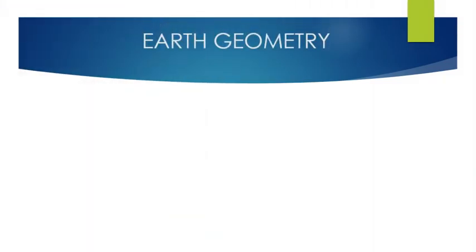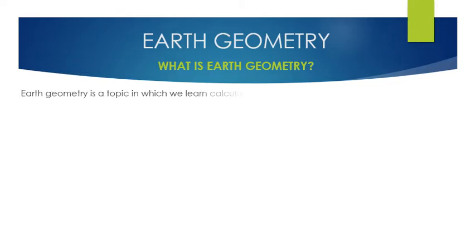The first thing we need to do is understanding what we mean by the term earth geometry. What do we mean when we say earth geometry? Well, we can say earth geometry is a topic where we learn about calculations that involve figures on the earth's surface. And we know that the earth is a sphere, so sometimes earth geometry will be referred to as spherical geometry.